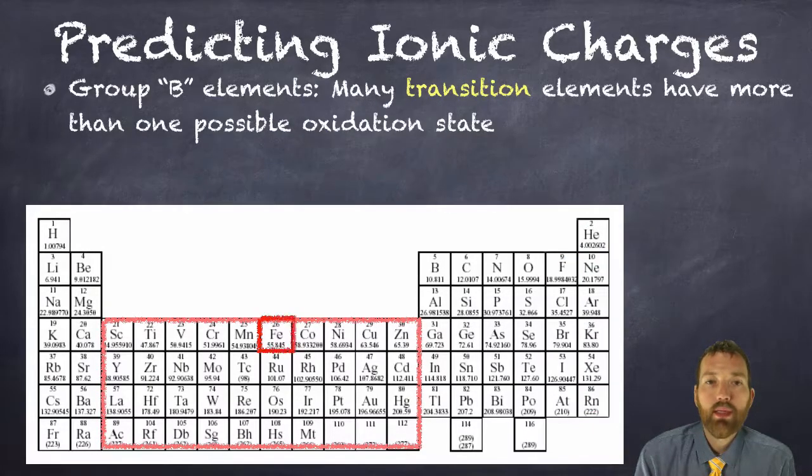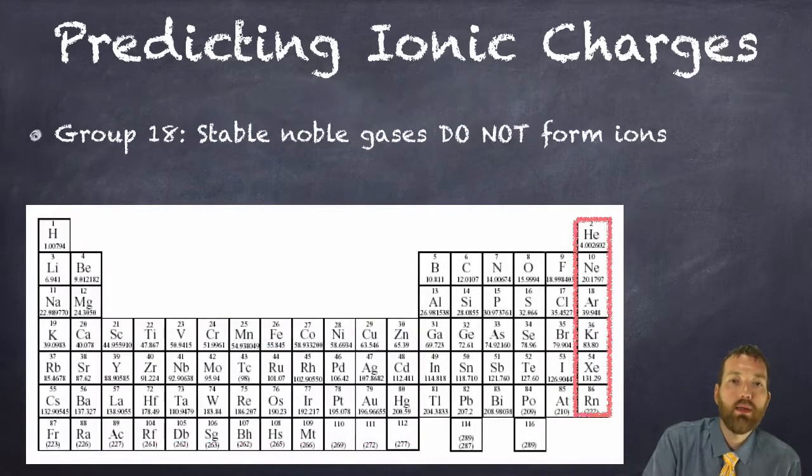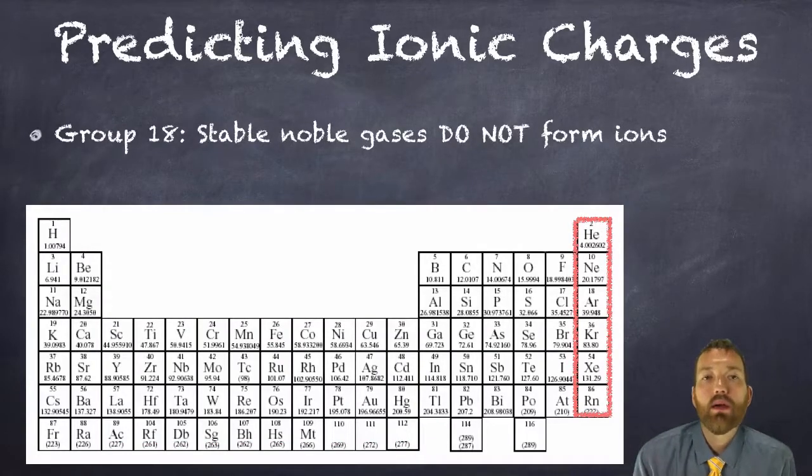In group 18, oops, went a little ahead there. Group 18 are stable noble gases, so they don't form ions. They have complete outer shells, 2 in helium's case, 8 in everybody else's case. So they're stable, and they're not going to give electrons away, and they're not going to take any more electrons because they don't have any room, so they do not form ions.